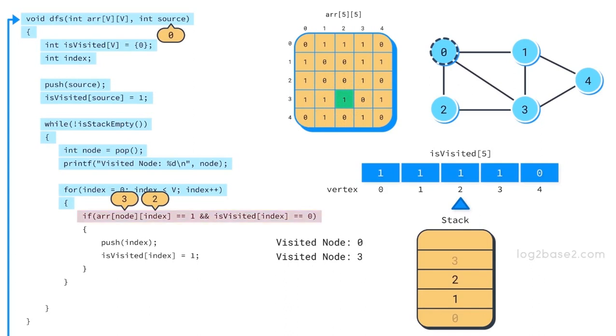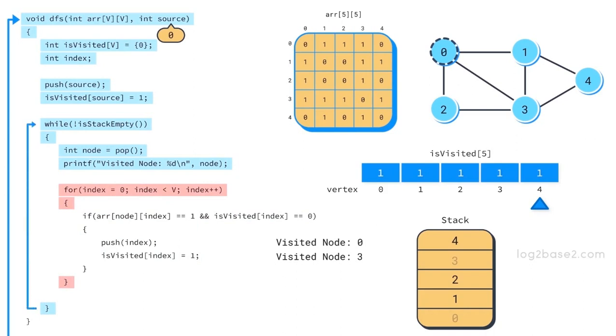So again if fails and in next iteration index equal to 3. And ARR of 3, 3 is equal to 0. So if fails again. And in next iteration, index is equal to 4 and ARR of 3, 4 equal to 1. And isVisited of 4 is equal to 0. That is, 4 is a neighbor of 3 and it is not visited yet. So insert it into the stack and make it visited. So isVisited of 4 is equal to 1 now. In next iteration, condition index less than v fails and control comes out of for loop.